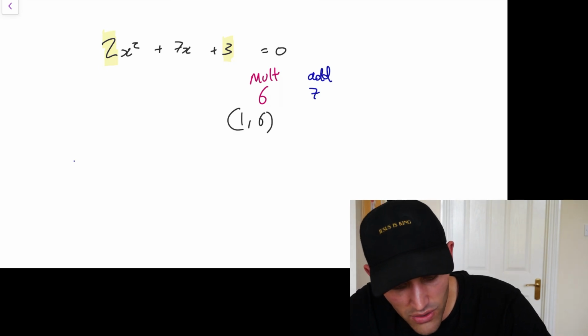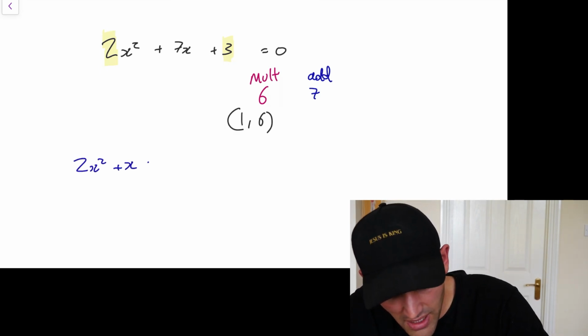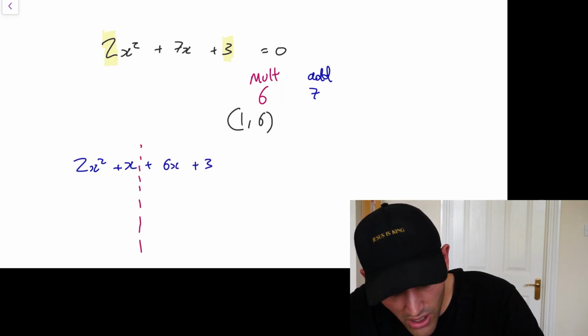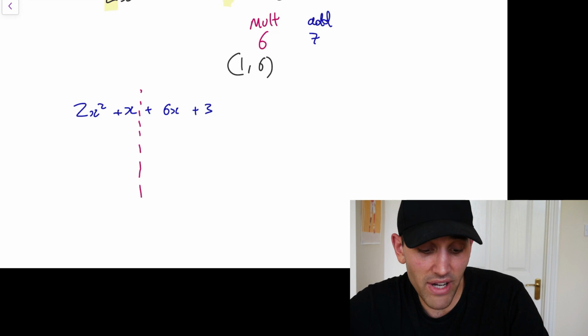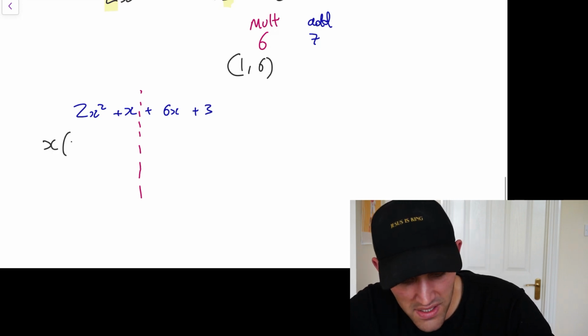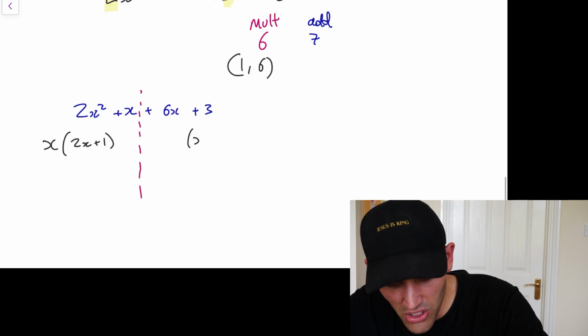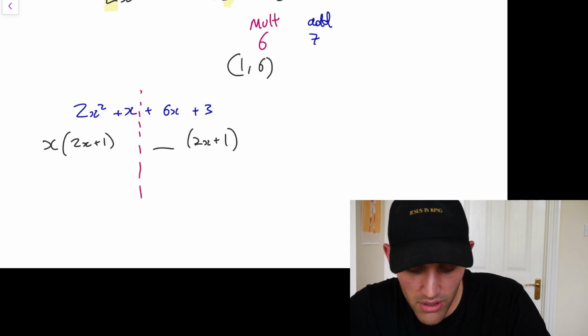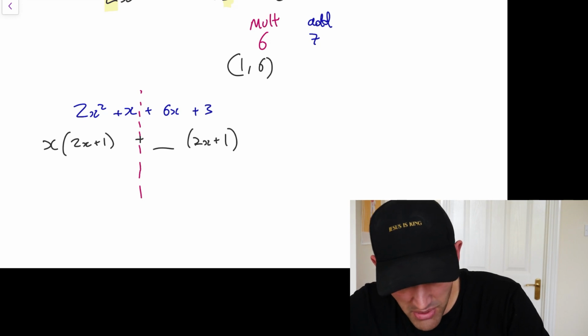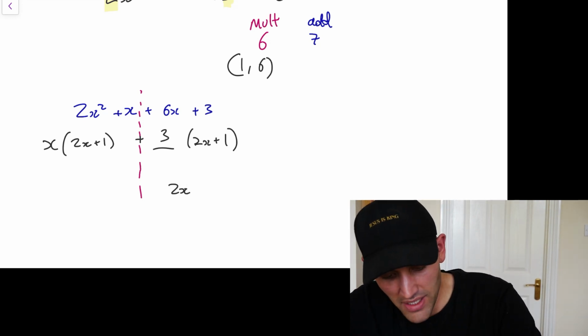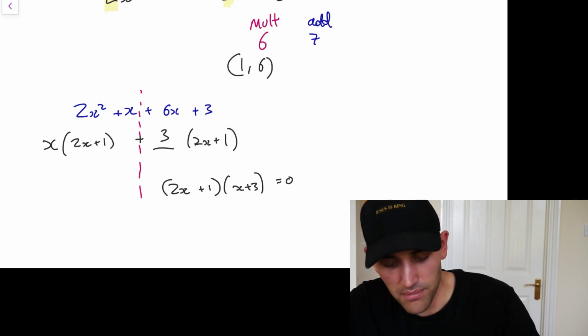So I'm going to go ahead and write 2x squared plus x plus 6x plus 3. I'm going to do an imaginary dotted line. Here we go. I'm going to factorise this left-hand side as much as I can. The biggest common factor that I can spot is just x. So this is going to be x times 2x plus 1. I'm going to assume 2x plus 1 is also a factor of the right-hand side, and I'm going to see what coefficient I have to put in front of that factor to make this true. I think that's going to be 3. So I have 2x plus 1, and then collecting the other terms, x plus 3 equals 0.